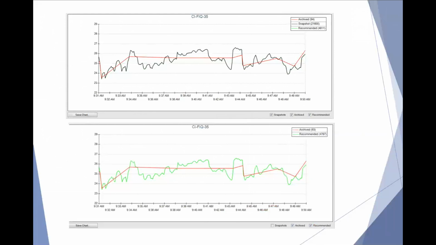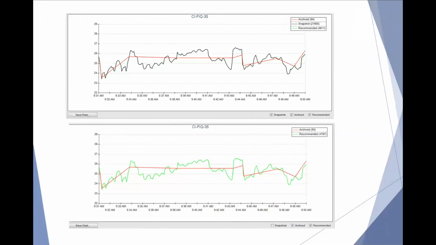The only difference is that you can't see it because it follows along the raw snapshots as closely as it does. So in the bottom graph I turned off the raw snapshots and only exposed the archive values and the recommendations. You can see there is very little difference between the recommendation and the raw snapshot value, which means that we're collecting, in essence, 97%, I think in this particular case, of the raw snapshots.